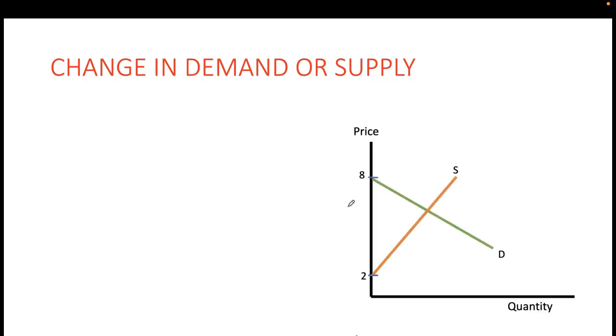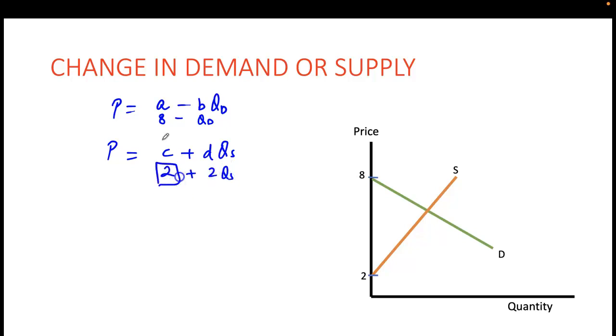So in our case, these were our two initial demand supply curves with a vertical intercept of 8 and 2 respectively. Let's say this is my inverse demand curve and this is my inverse supply curve. So A over here is 8 and C over here is 2, right? So because this is 8 minus QD and this was, I think, 2 plus 2QS. So these are two vertical intercepts that we've already drawn.